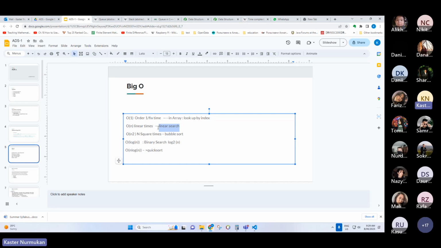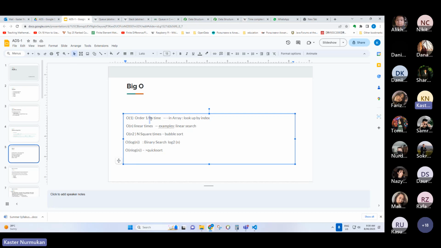An example of linear is linear search. Okay, real-life examples. In an array, looking up an index is fixed time. Why? Because it is indexed. As long as it's indexed, it directly accesses the memory address. That's the reason I can directly access index 1 or index 100. There is always fixed time.